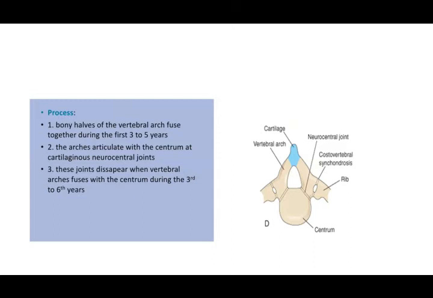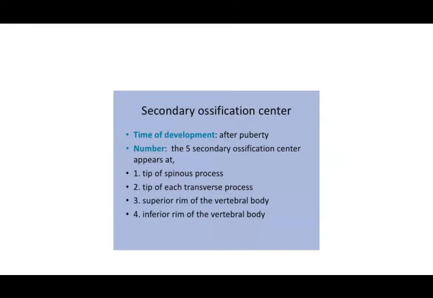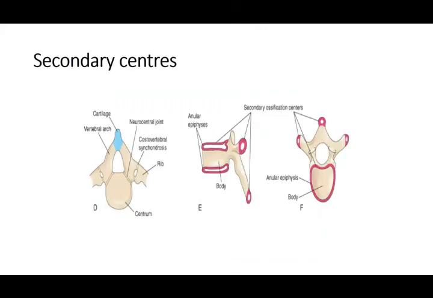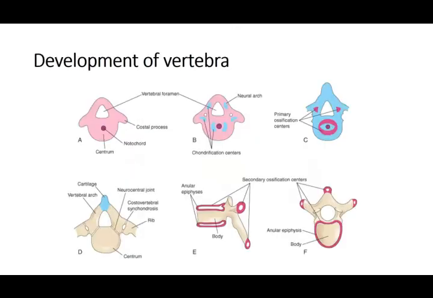Then we have the secondary ossification centers: tip of the spinous process, transverse process, superior rim of the vertebral body, and inferior rim of the vertebral body. 5 centers you see in this picture: tip of the transverse process, then superior and inferior part of the body, that is articular process, 2 on the transverse process, 1 in the spinous process. These are the secondary ossification centers that appear.